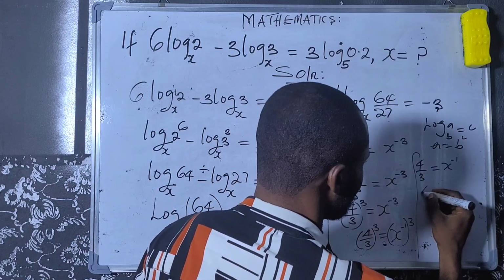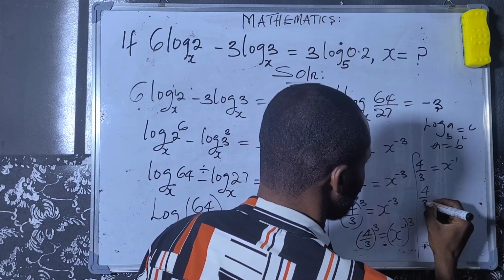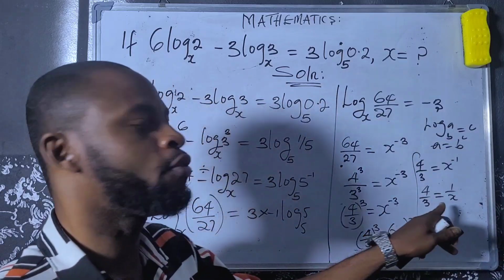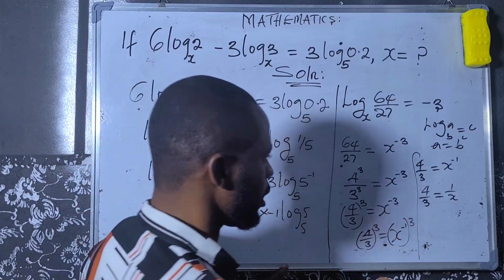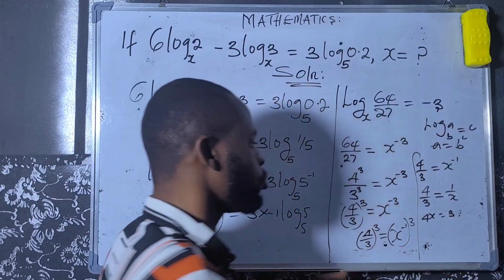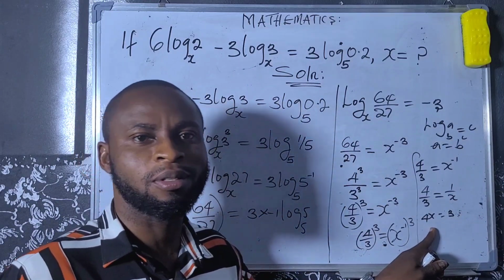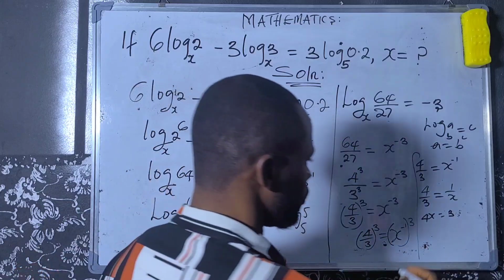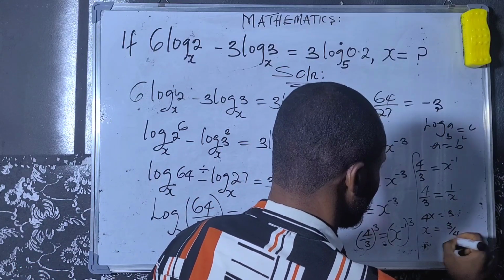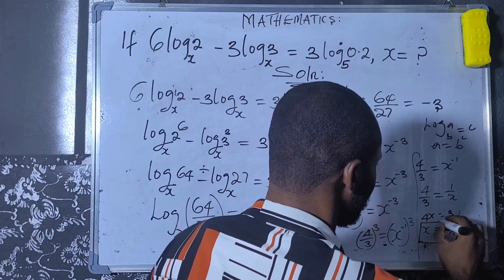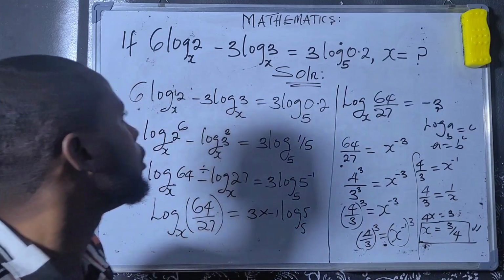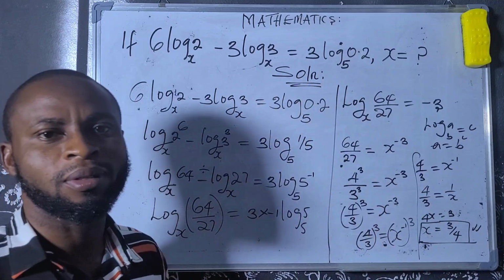Then as such, we are going to have 4 divided by 3 equals 1 divided by x. Then now if you cross multiply, you're going to have 4x equals 3. Then now to get x, we divide both sides of the equation by 4. Then as such, if you do that, we have that x equals 3 divided by 4. And this is the value of x that satisfies this equation here on the board.